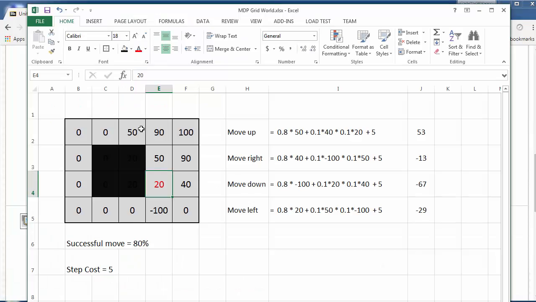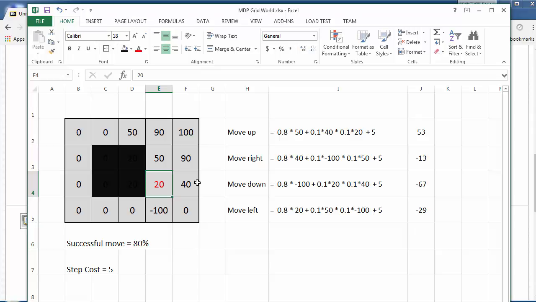Now it's still probably confusing, so let's try to walk through an example of this. Here's a different grid world that we have, with some values filled in, and we're going to try to update the value at this cell, which has a value of 20 right now. We're going to assume that we have an 80% chance of a successful move. So if we're trying to move up, there's an 80% chance we'll go up. If we try to move up, there's a 10% chance we'll end up moving straight to the right, and a 10% chance we'll end up moving straight to the left.